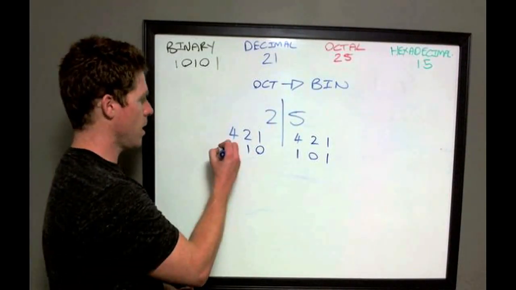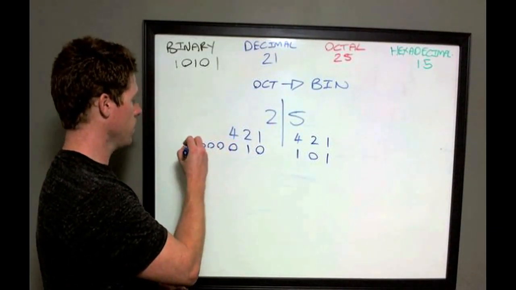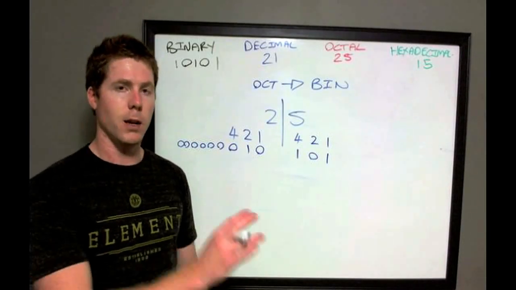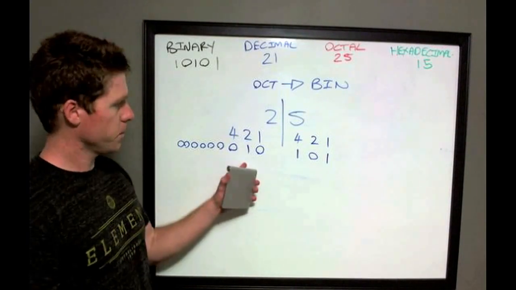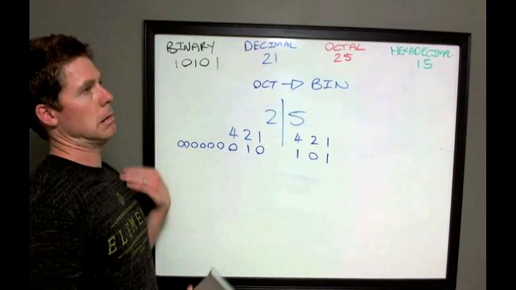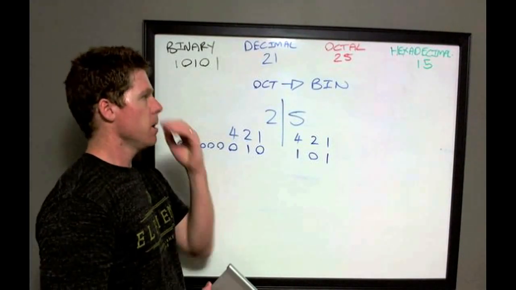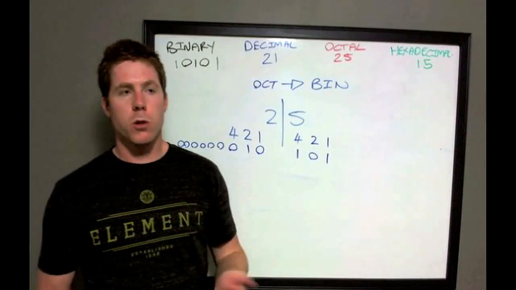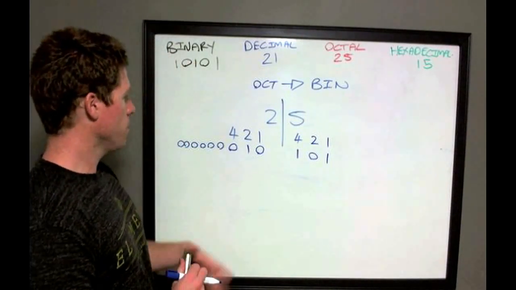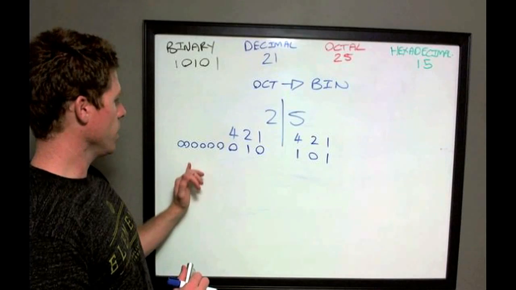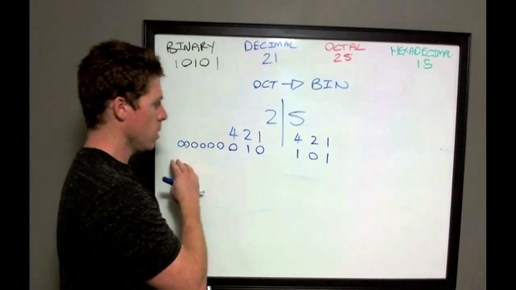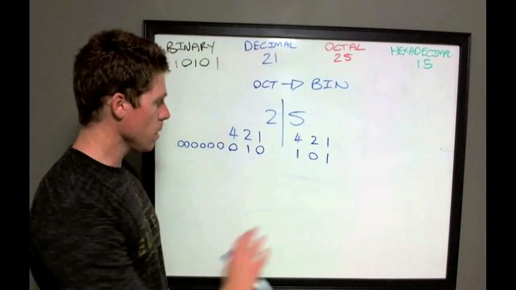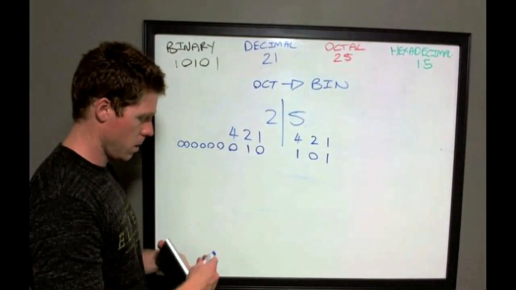Of course, it doesn't matter how many zeros we add here. It's not going to change the number at all because these are our most significant digits. If we've got none of these, then we're just adding none of them, none of them, none of them, none of them to our number. Doesn't change the number whatsoever.